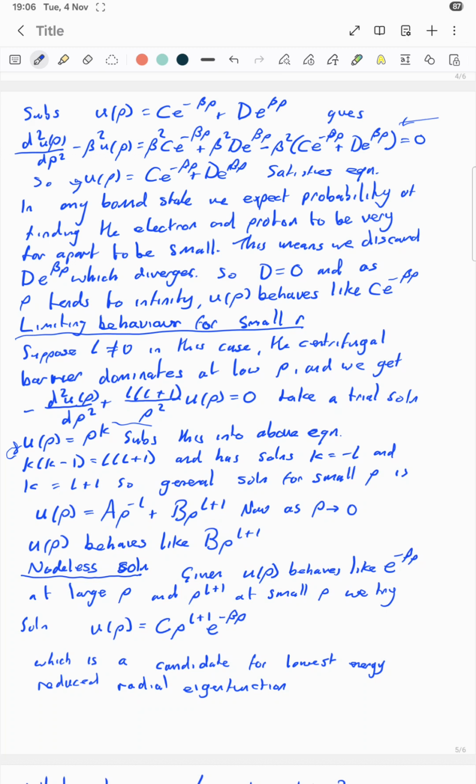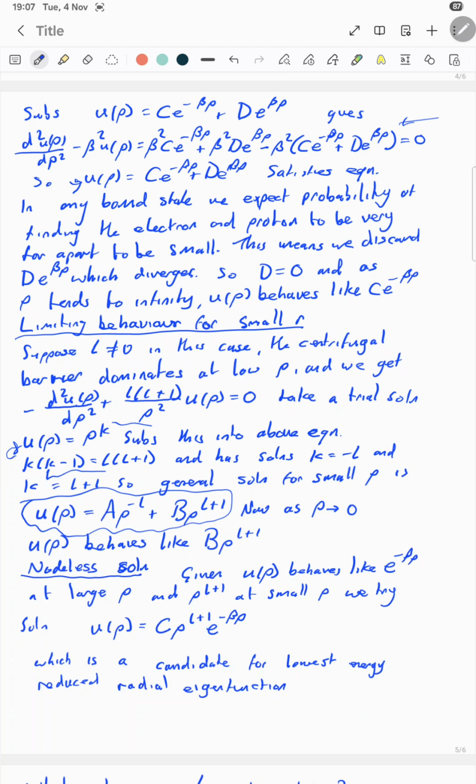But u of rho equals rho to the K. Now we substitute these into the above equation, we get this. K minus 1 equals L plus 1. And our solutions, obviously K equals minus L, and K equals L plus 1. So the general solution for small rho would be this here.